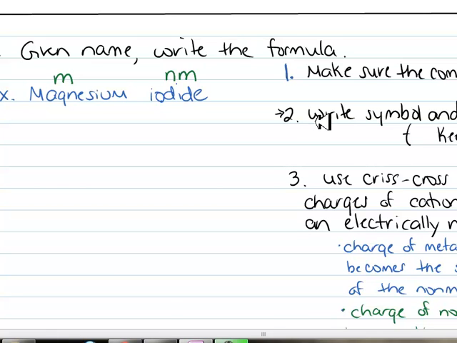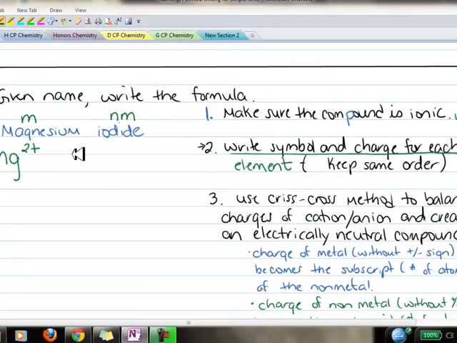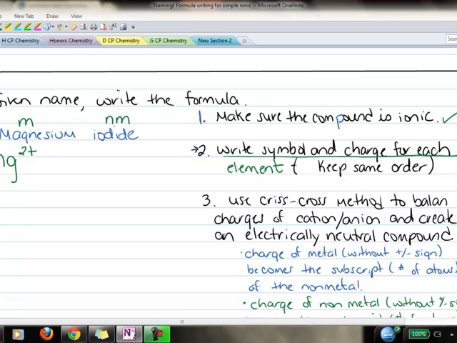Second step, we want to write the symbol and the charge for each element, but we want to keep the order that it's written in. So magnesium is going to be Mg. Now the charge is going to come from the group number. Metals have a plus charge, and it's always equal to the same as the group number. You reviewed that already in one of the previous slides. Iodine is going to be a negative anion, and it's in group 7, so it's going to form a -1 charge.